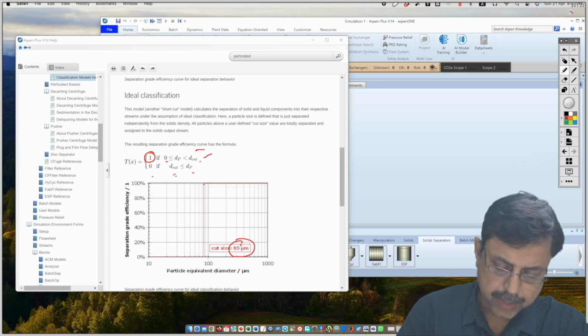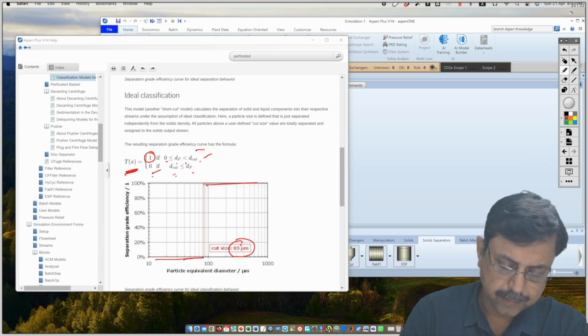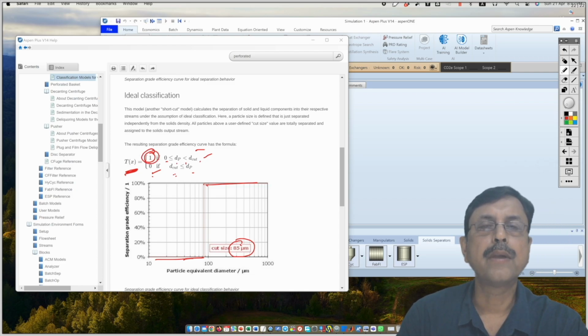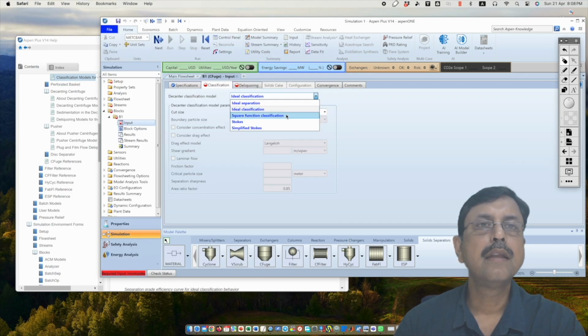So dp above this cut size, it is 0, and dp below the cut size, it is 1. Okay, so that's how the grade efficiency is calculated. Okay, and then the next one is square function classification.